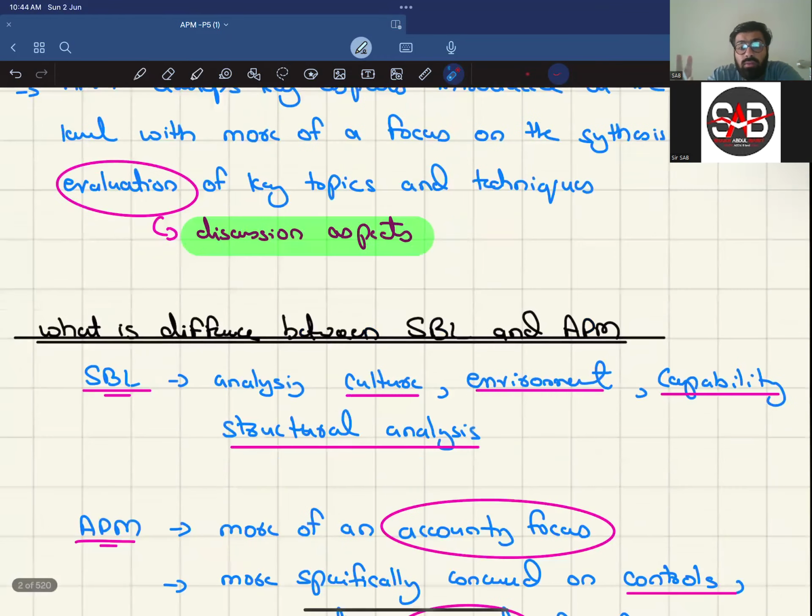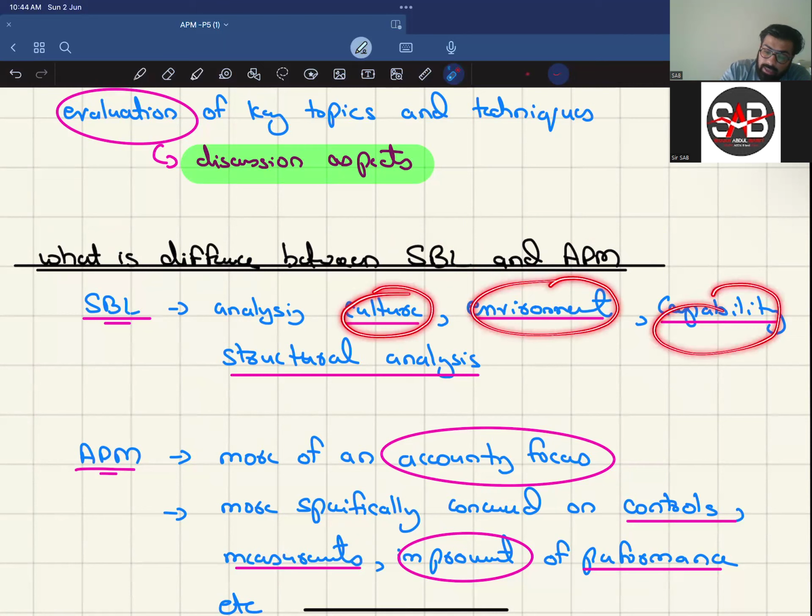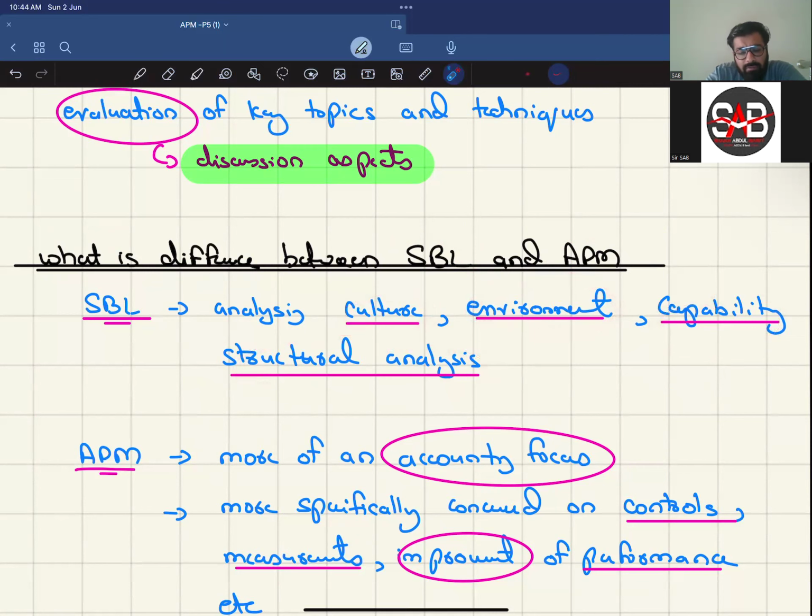There are some topics that are in both, just like Porter's five forces and PESTEL. They are both part of Strategic Business Leadership and Advanced Performance Management. Now, in SBL, you would have known the terms of analyzing culture, environment, capability, structure analysis. You would have got these terms, and you would have practiced them as well.